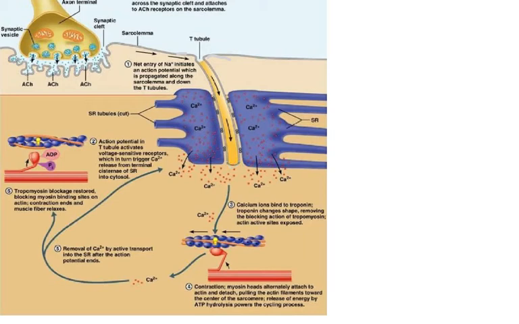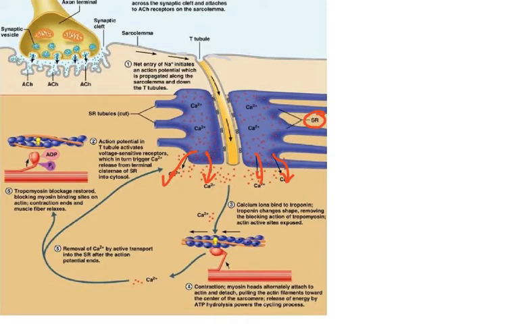The first thing is the net entry of sodium ions, which initiates an action potential that is propagated along the sarcolemma and down the T-tubules. Now the action potential in the T-tubule activates voltage sensitive receptors, which in turn trigger calcium release from the terminal cisternae of the sarcoplasmic reticulum into the cytosol. These calcium ions were all stored here, and the calcium ions are all coming out of this sarcoplasmic reticulum. SR stands for sarcoplasmic reticulum.